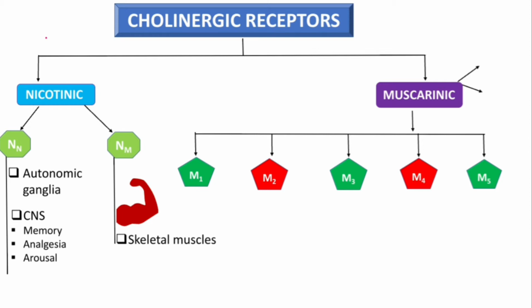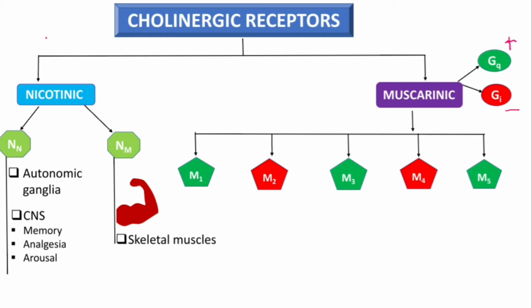Like I said, they are coupled with G proteins. In general, there is G stimulatory, Gq, and G inhibitory. G stimulatory you find in adrenergic receptors. In muscarinic receptors, we only have Gq and G inhibitory. If you stimulate the Gq receptors, there will be contraction of smooth muscles. If you stimulate the G inhibitory, there is inhibition.